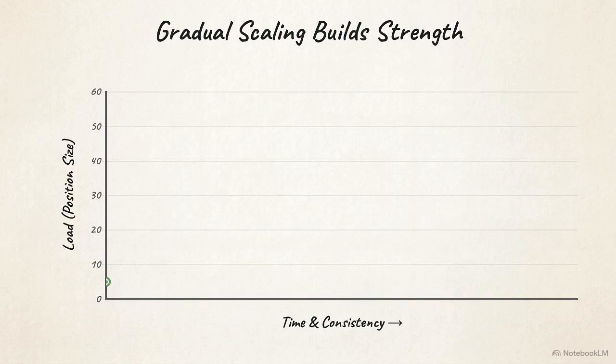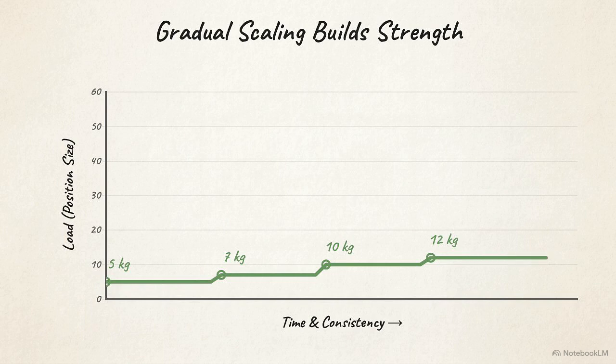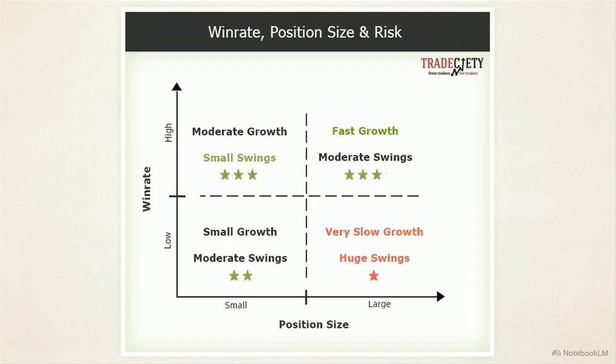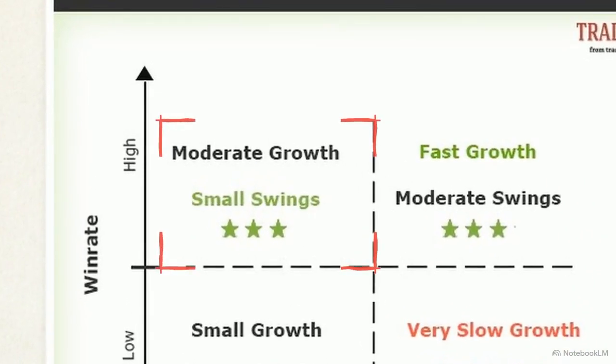Think of it like lifting weights at the gym. If you've just learned to comfortably lift 5 kilograms, you don't load up the bar with 50. You go to 7, then 10, then 12 to build your strength safely. This chart plots win rate against position size. Moving right increases size, exposing your account to larger swings. We want to stay right here in the top left quadrant. Maintaining a high win rate with small position size guarantees moderate growth while keeping swings manageable.